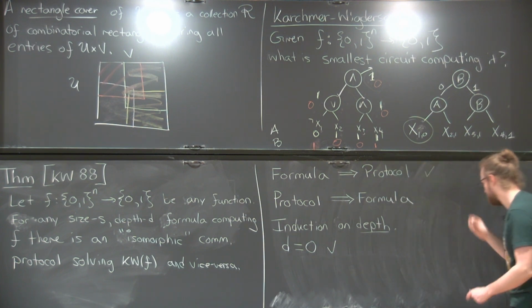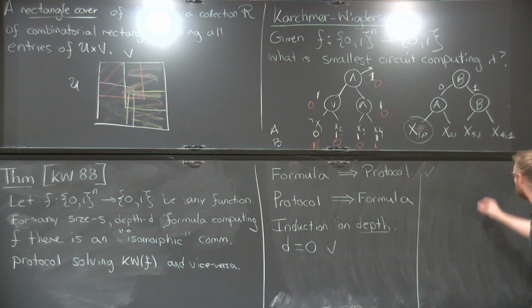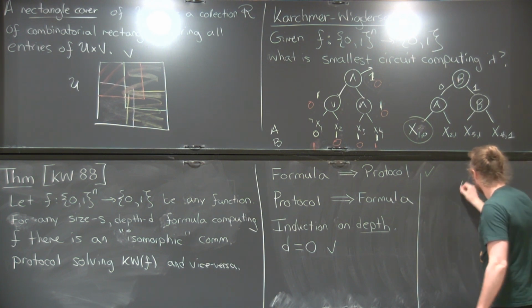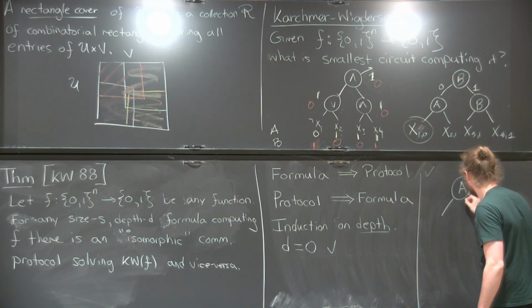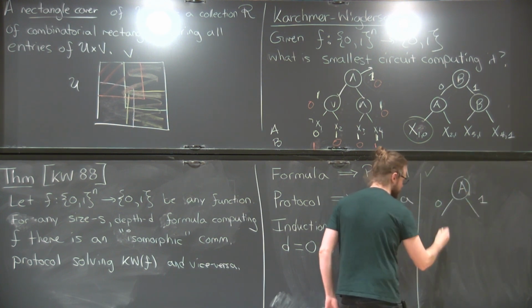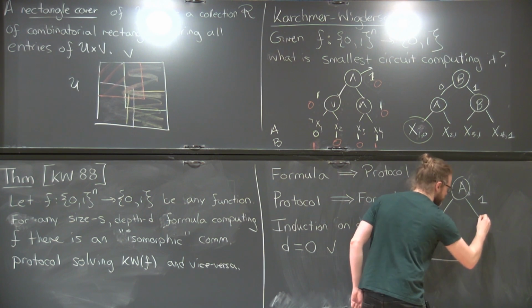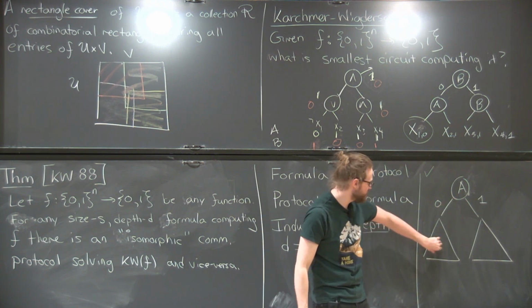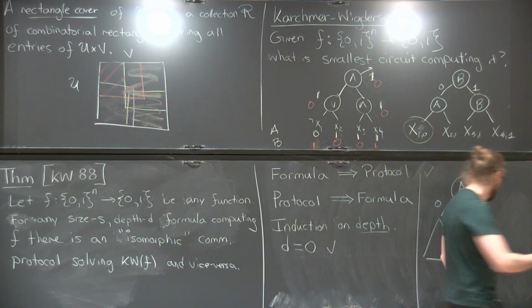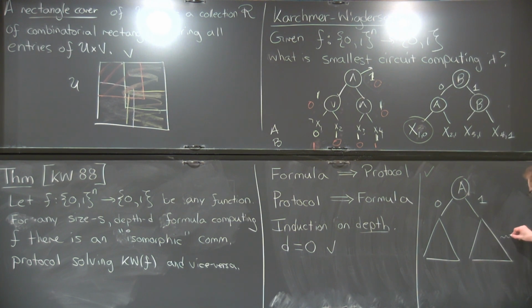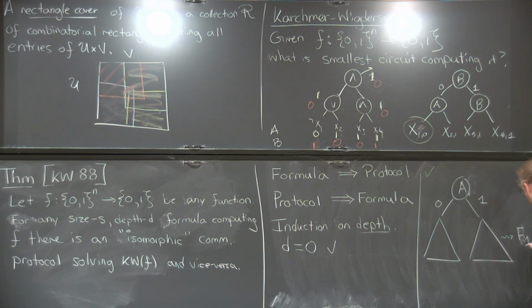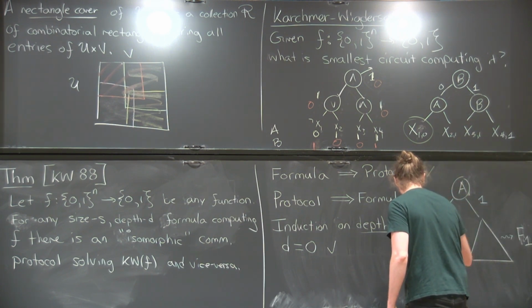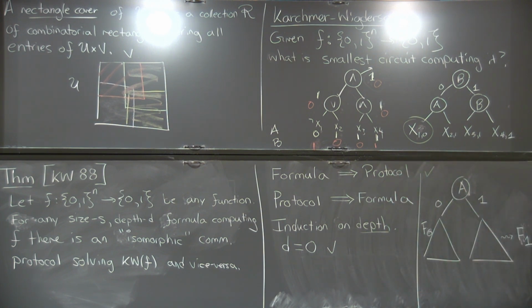So now, by way of induction, let's suppose that Alice speaks first. Well, if Alice speaks first, then for each of these two smaller depth protocols, what we can do, by induction, is turn them into formulas which compute sort of a partial function. So what do I mean by this?